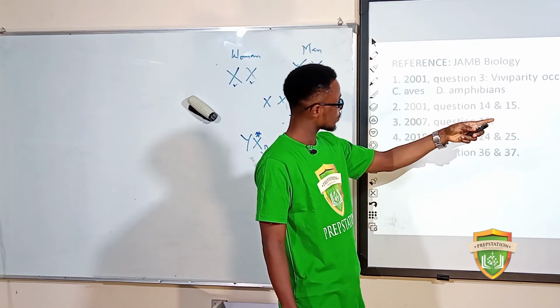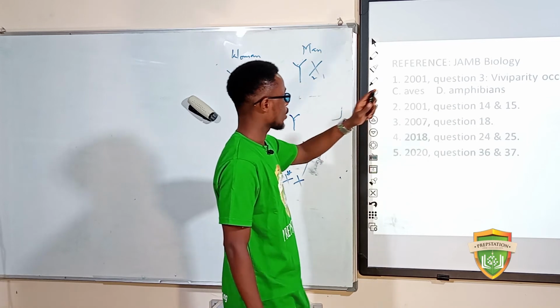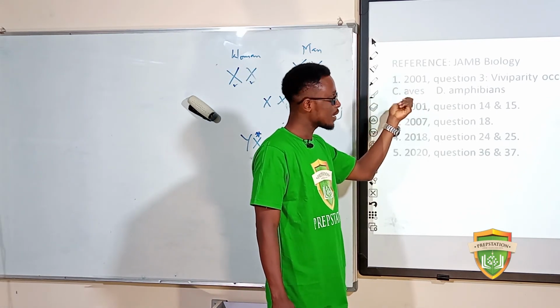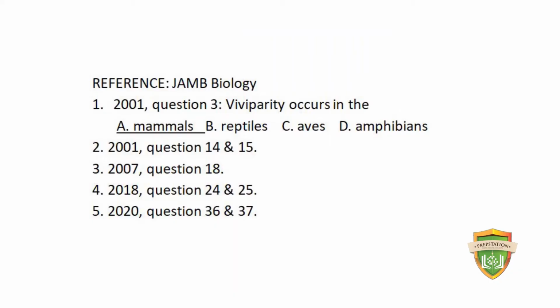While reptiles are oviparity. Apes is oviparity. Amphibians are also oviparity. Reptiles, take note that the fertilization will be internal. Apes too, the fertilization will be internal. For amphibians, the fertilization will be external. Then you also go to 2001, question 14 and 15. 2007, question 18. 2018, question 24 and 25. 2020, question 36 and 37.